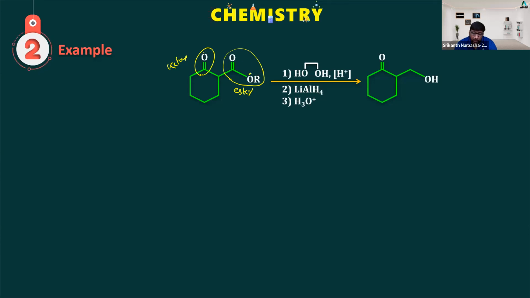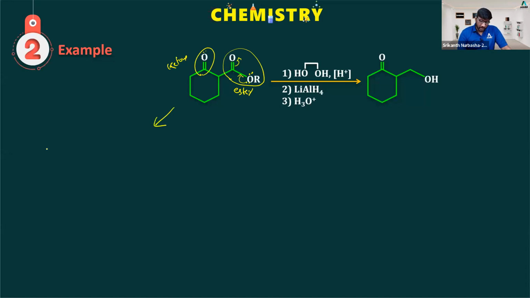Why will ethylene glycol react with ketone over ester? Because in ester, the lone pair of electrons present on oxygen is in resonance with the C double bond pi electron density, decreasing the electrophilicity of the carbon of the C double bond O. So nucleophilic attack is never going to happen on the ester over the ketone. Ketone will always have a greater tendency to be attacked by the nucleophile.